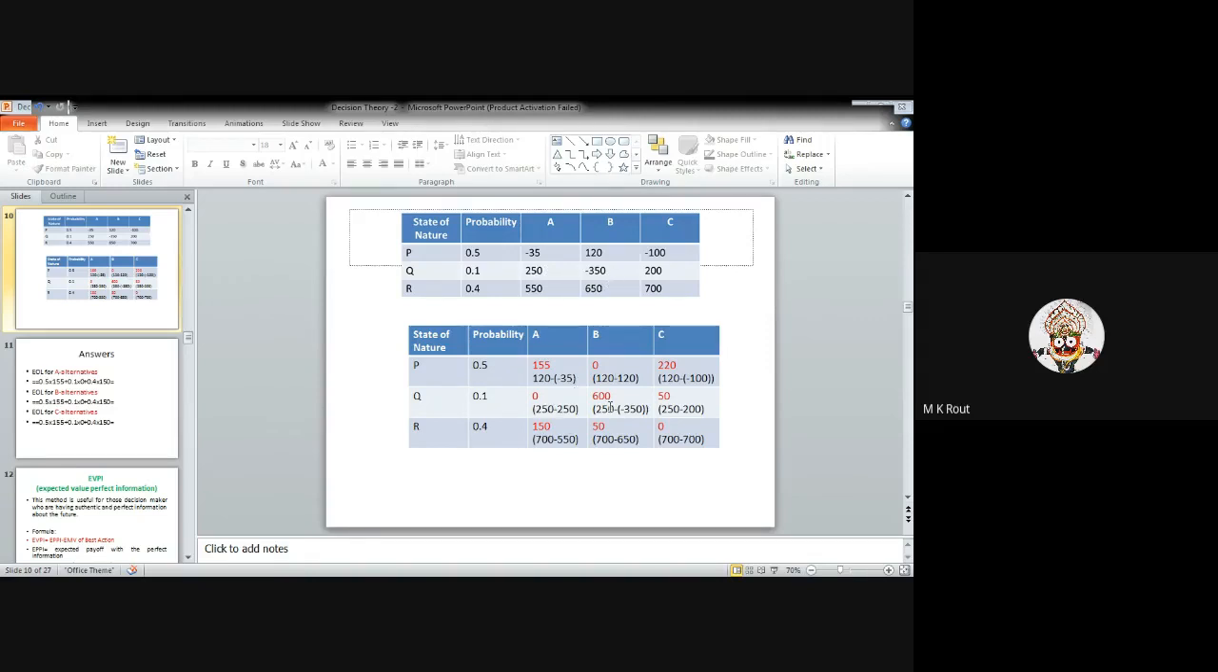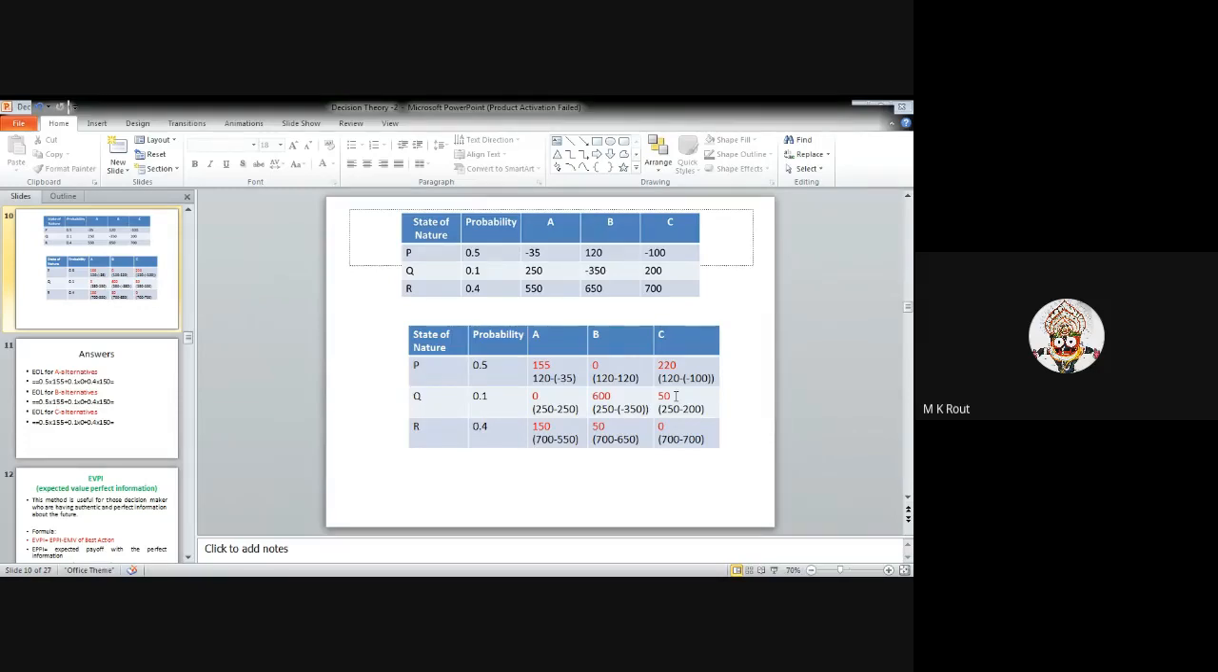Similarly, the second one, 250 minus minus 350, that equals 600. Again, 250 minus 200, that equals 50. Now it is clear? Yes, sir. Similarly, in the third row, the maximum value is 700.